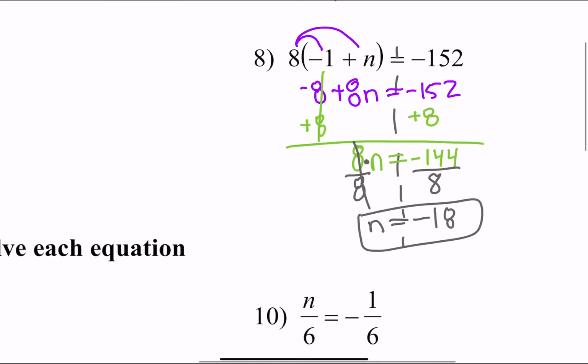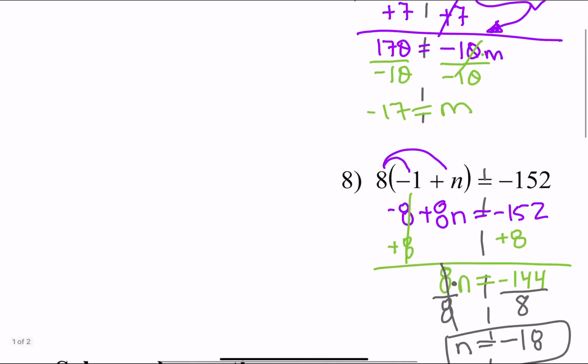And those are all the problems you have to do enrichment. Anything extra we did in class was just extra practice, but definitely do numbers 1 through 8.